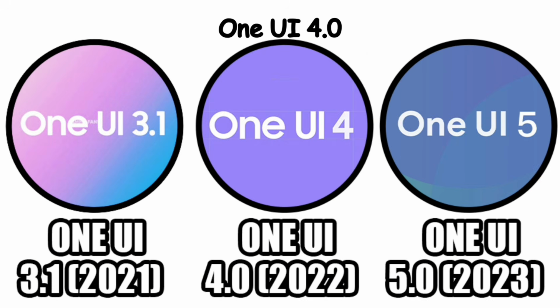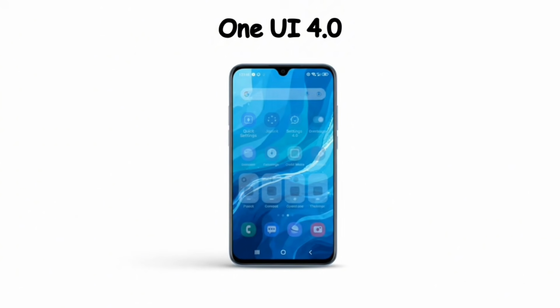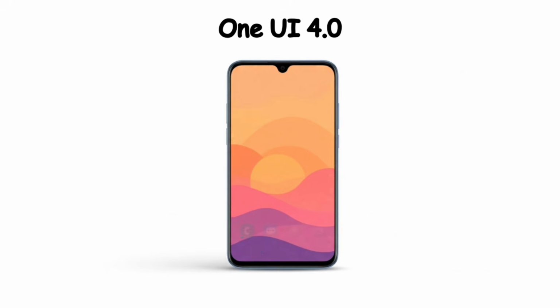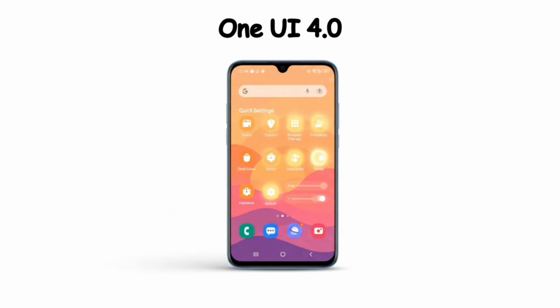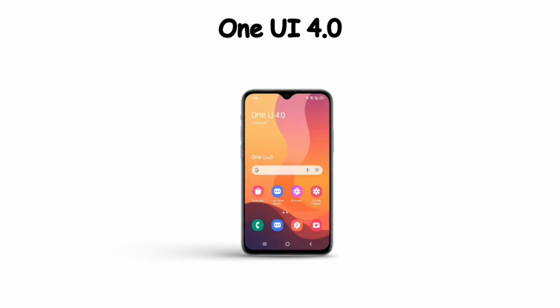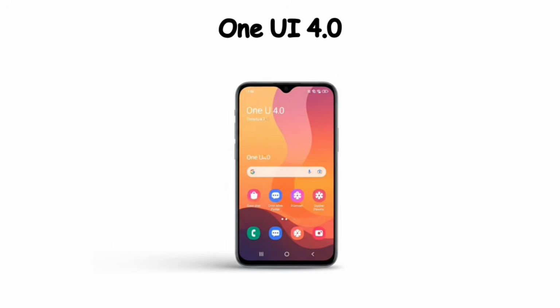One UI 4.0, 2021. Based on Android 12, and it introduced something users noticed immediately. A color system that matched the entire interface to your wallpaper. Set a blue ocean wallpaper. The icons, menus, and widgets all shifted blue. Set a warm sunset. Everything followed automatically.